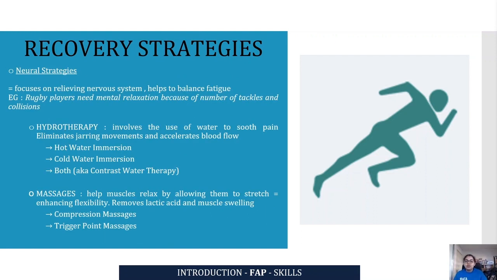Okay, neural strategies. These are the ones that focus on relieving the nervous system, and they help balance fatigue. For example, rugby players need mental relaxation because of the number of tackles and collisions. So there are two ways in which we do this. We've got hydrotherapy, which involves the use of water to soothe the pain, and we're also eliminating jarring movements and accelerating blood flow. So hot water immersion, cold water immersion, and also doing both of them.